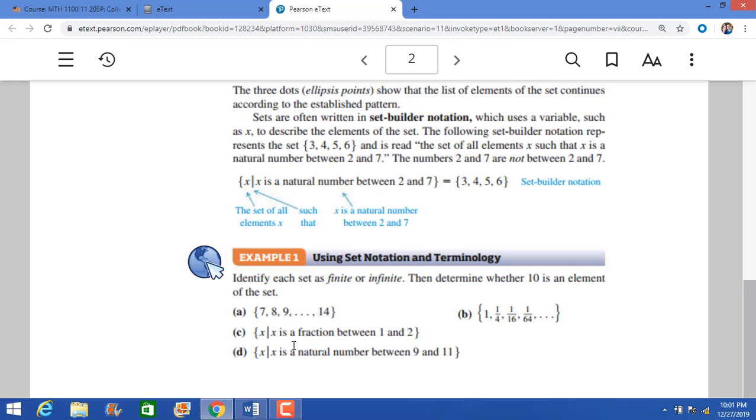And then D, again, is set builder notation. This is the set of all x such that x is a real number between 9 and 11. Well, there are lots of real numbers. In fact, there are infinitely many real numbers between 9 and 11, because a real number is anything that's a decimal, or could be written as a decimal. And so 10 is also a real number in between 9 and 11, so 10 is an element of this set as well.